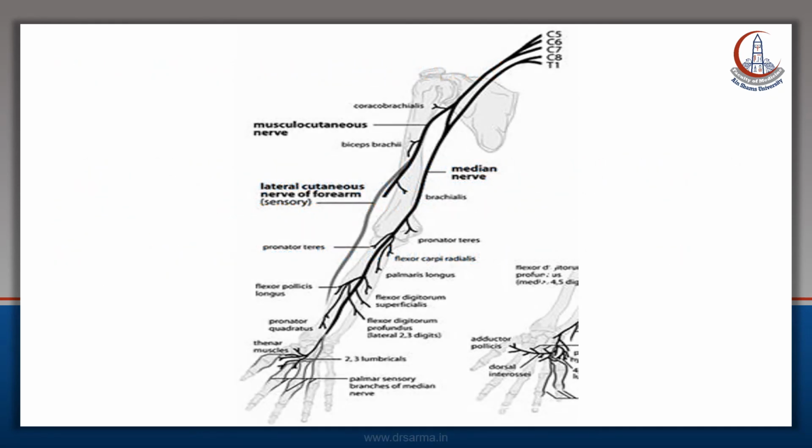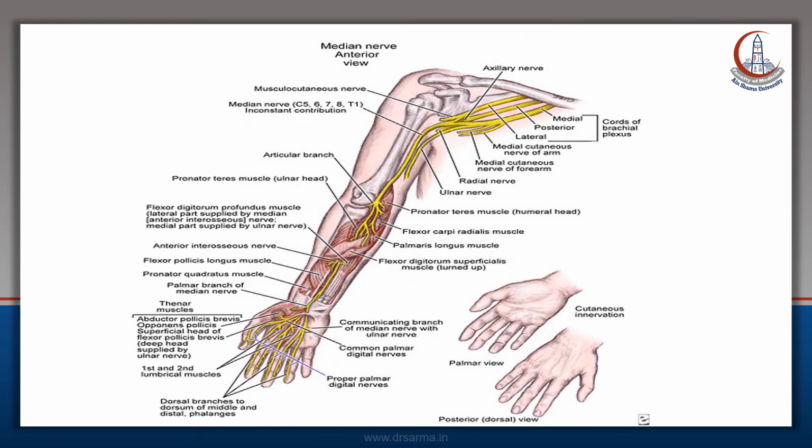As you know, median nerve is formed by contribution from lateral and medial cords brachial plexus. It passes in the arm without giving any branches. Then it enters the forearm between the 2 heads of pronator teres, then passes under the arch of flexor digitorum superficialis.